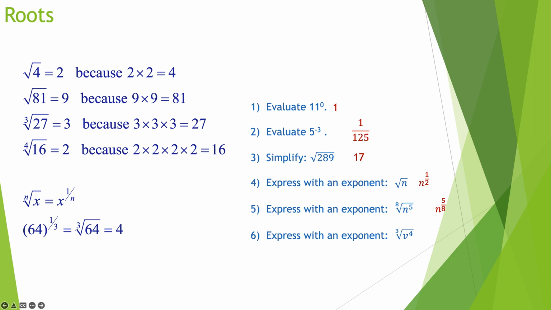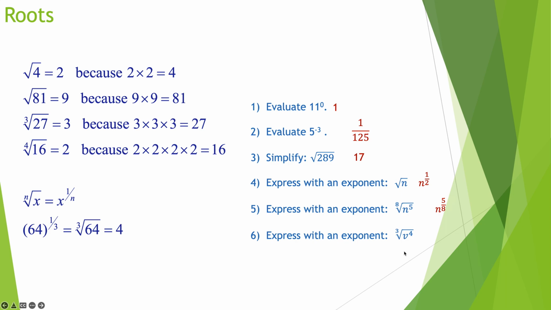So the root is down. So remember, the root is on the outside here, it's 8. And the power goes up top because the leaves are up top. So it's n to the 5/8. On the previous one, it's n to the 1/2 because it's a square root if we don't show anything. That's why the 2 is on the bottom. And the exponent, when we don't show it as an exponent instead of a root, is a 1. So that's n to the 1/2.